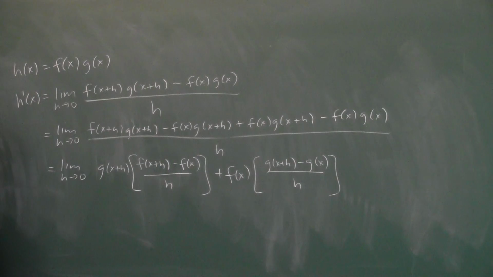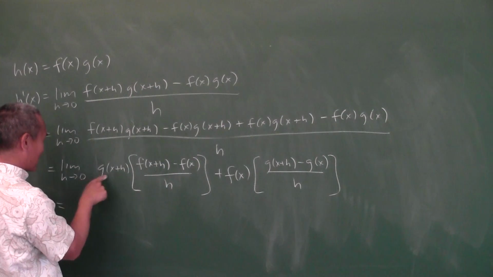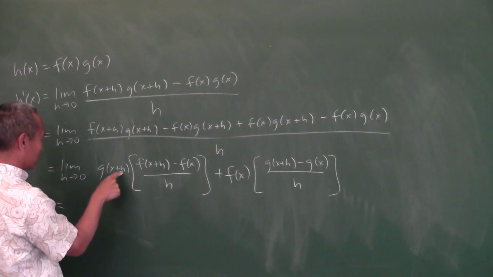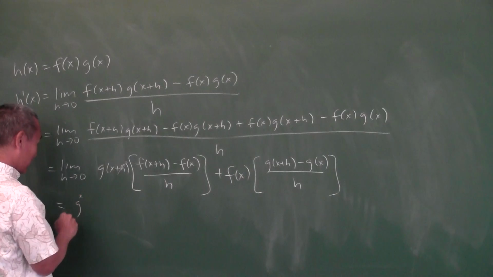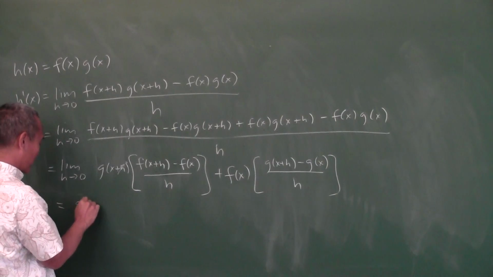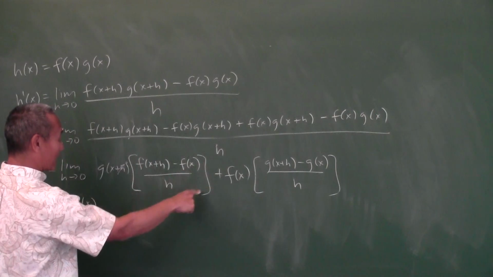Okay, now let's apply the limit. What happens when you plug in 0 for h right there? It goes to 0, people. You get g of x. g of x. And then what happens when you take the limit as h approaches 0 of that?